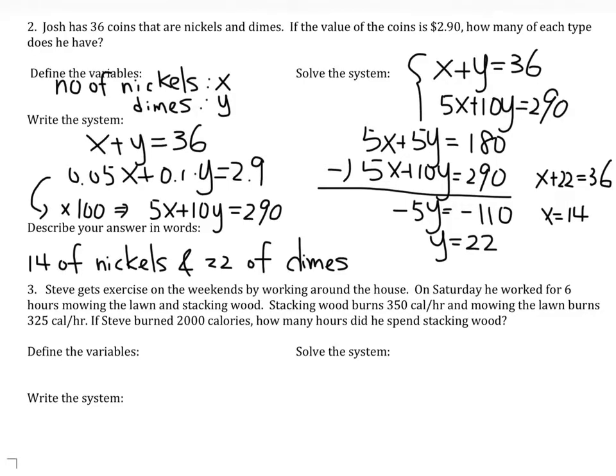Question number 2. Josh has 36 coins that are nickels and dimes. If the value of the coins is $2.90, how many of each type does he have? So do you agree that this question is very similar to the previous one? And the reason why I put another one here is, I know most of you like to work with money. So hopefully by doing 2 questions in a row, the same type, you'll get the idea of setting up the variables correctly at the first place, and then write out the equations, and then use any type of the method that we discussed so far to solve the system of equations in real-world problems.